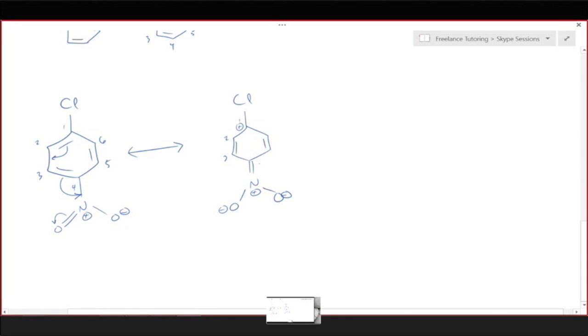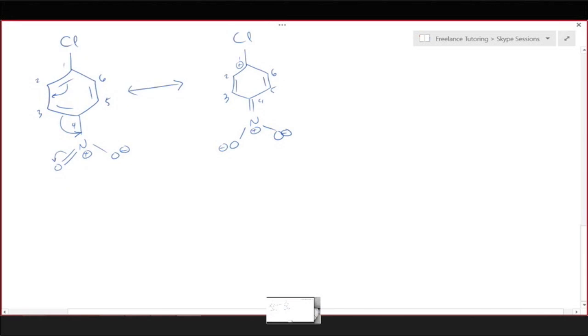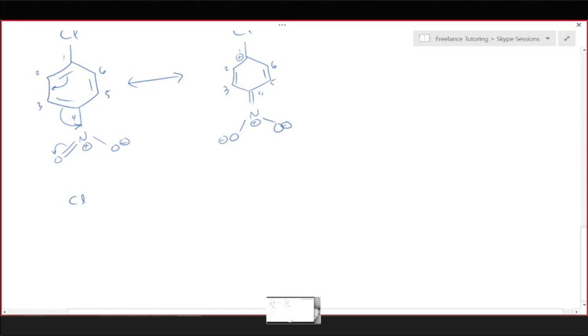Okay. So, does that confirm that the para position is a good or a bad place to put this nitro group? A good place if you want carbon 1 to be electrophilic. Excellent. I think that's what you're already figuring out in your head. Are there any other positions we could put the nitro group? Yeah. If you were to put it in the ortho position right next to the chlorine, attached to either carbon 2 or carbon 6, that would also make carbon 1 electrophilic.